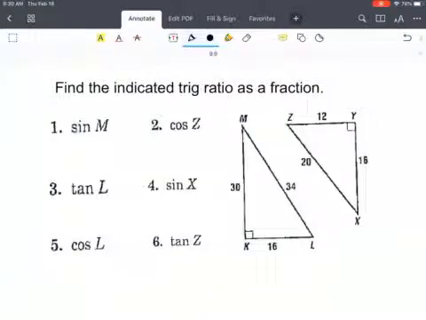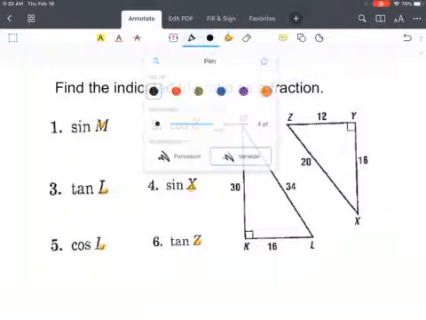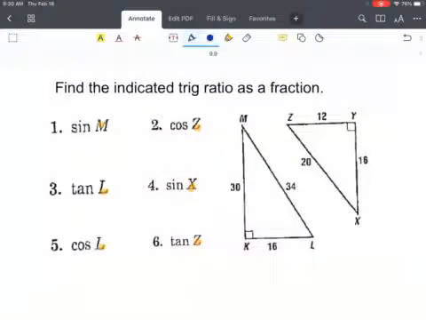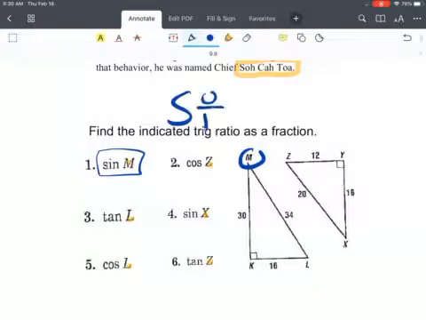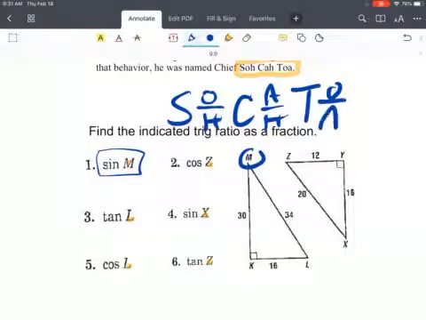So looking at these triangles here, the letter here, M, L, Z, X, is telling you which angle to look at. So for the first one here, we're looking at sine of angle M. Let me write our Sokotoa again. Looking at M, we're looking at the opposite over the hypotenuse, which is going to be 16 over 34, which is 8 over 17.